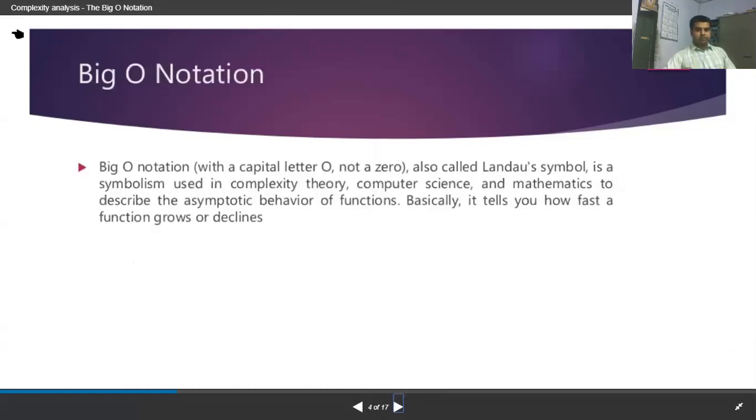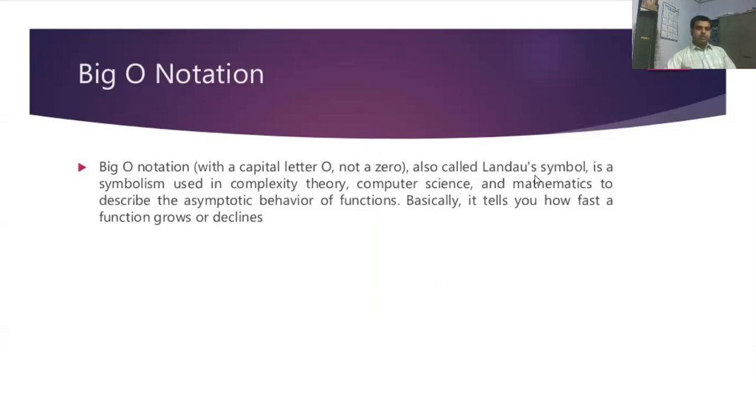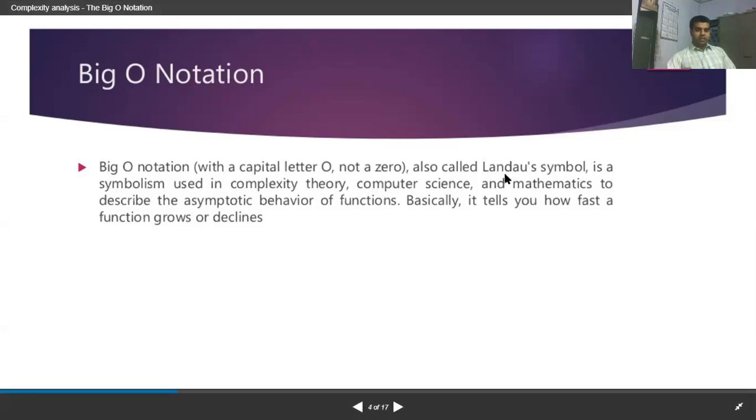Okay, next comes the topic big O notation. How do we do it? Okay, the big O notation with the capital letter O. It is not a zero, please mind you, this is the letter O. Also called the Landau symbols. The person who actually discovered this theory of calculating the complexity of an algorithm was Landau, with a symbol called O.